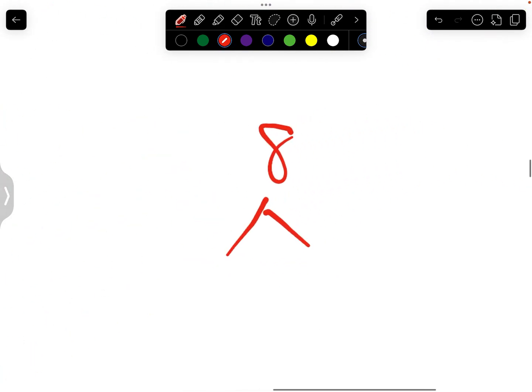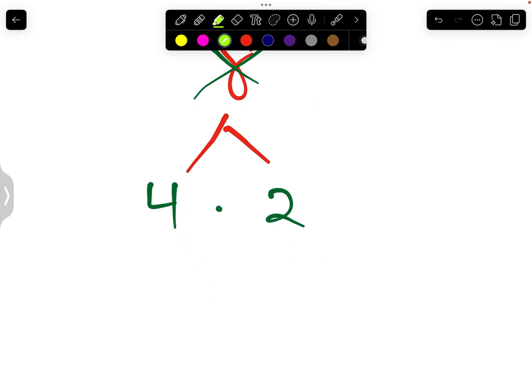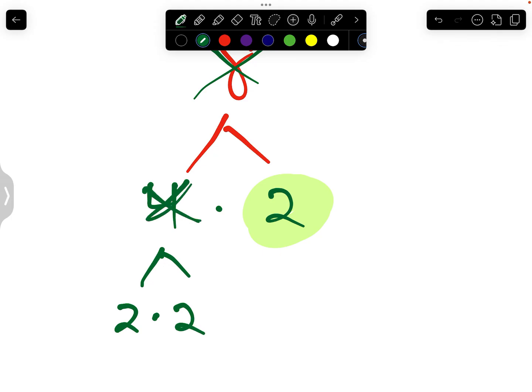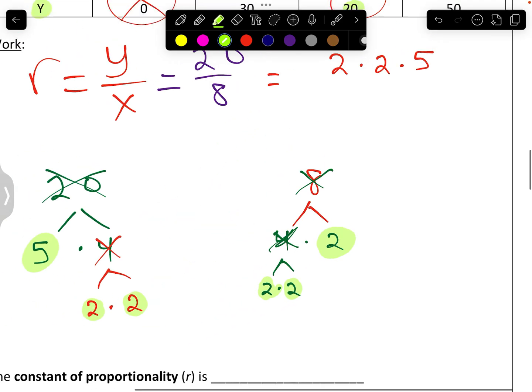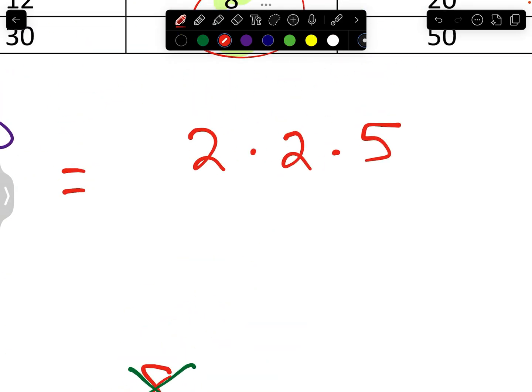All right, well, 8, if you guys checked it out, should have been 4 times 2, right? Hey, I got a prime. I got one number there. Let's highlight or circle this so I don't get rid of it. I need that. And then 4 is 2 times 2. Okay, well, there's 3 2's there. So on the bottom, I got 3 2's.